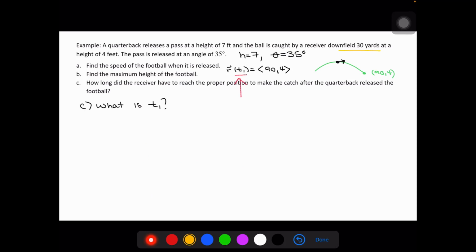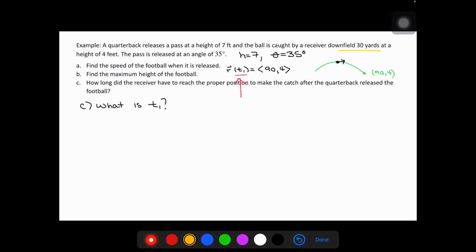Finally, how long did the receiver have to get to the proper position to make the catch after the quarterback released the football? So back to that idea that at some unknown time t1, our receiver was able to catch the ball at a position of 94. This problem is actually just asking us, what is that t1? What was that time when the football had that position?